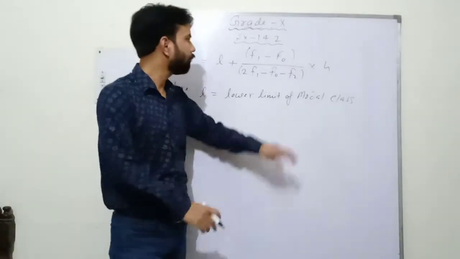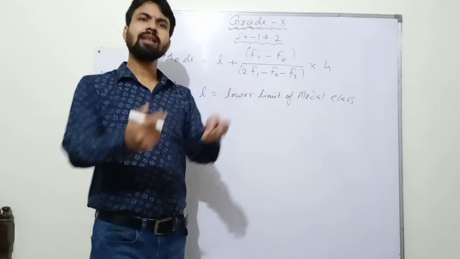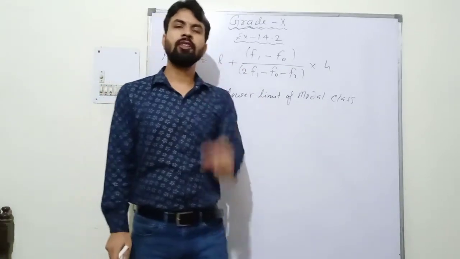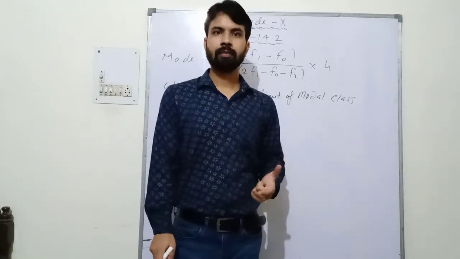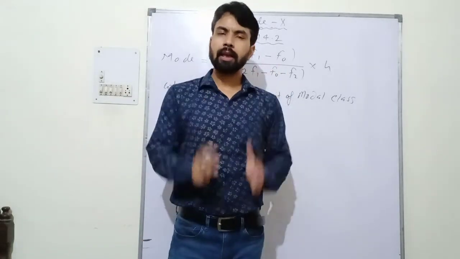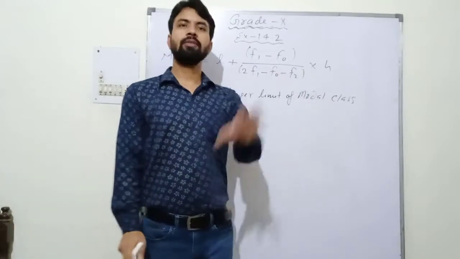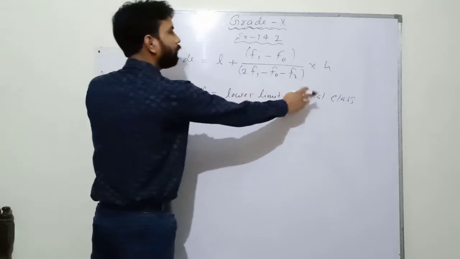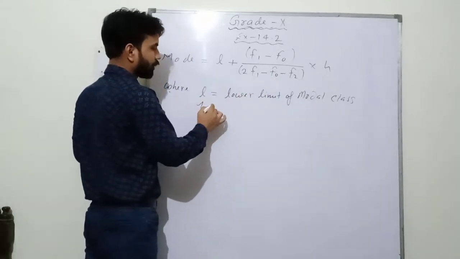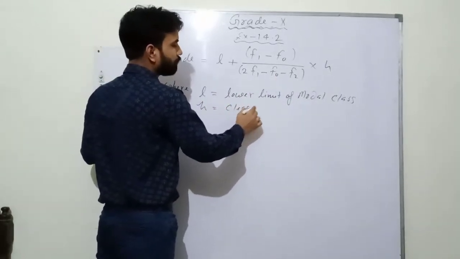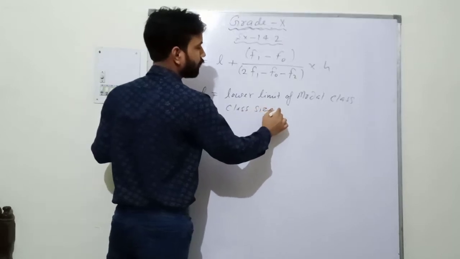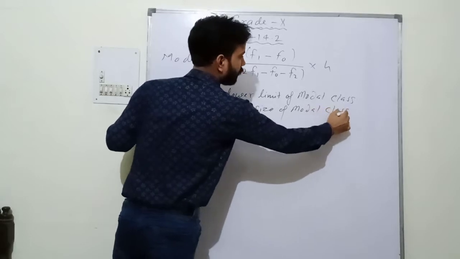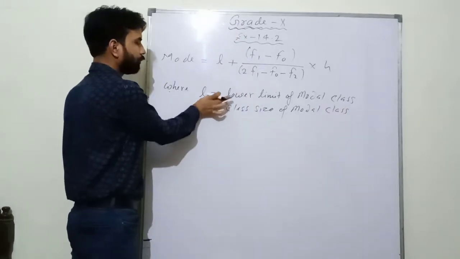Now the question is, what is modal class? Modal class is a class interval whose frequency is maximum. In the given data, the class interval whose frequency is maximum is known as the modal class. So L is the lower limit of modal class. H is the class size of modal class.